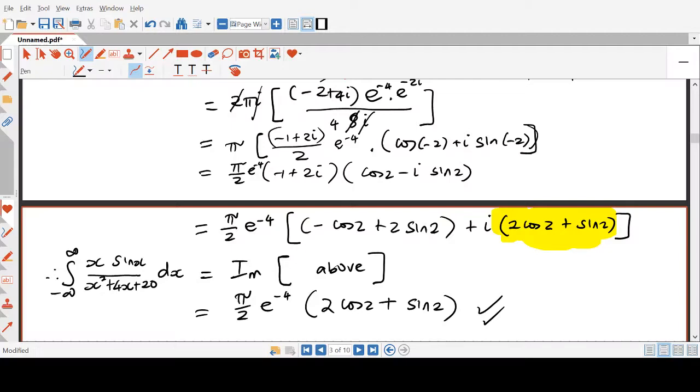Of course, if the question had a cosine in it, then I'll read this part: pi over 2 e to the minus 4 times this side. Either way, the answer is a real number. Notice the answer is a real number. The integral we seek is some real number. Pi is a real number, e to the minus 4 is a real number, cos 2 radians is a real number, sine 2 radians is a real number. The integral is a real number.